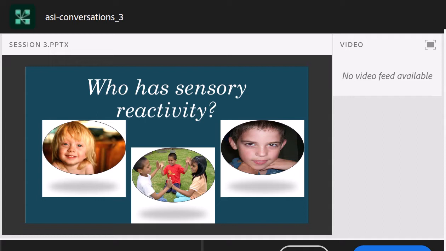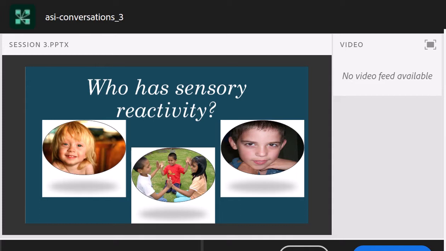Okay, so just a very brief review of who has sensory reactivity. We know that a very high percentage of individuals on the autism spectrum have sensory reactivity in addition to other autistic symptoms, ADHD, fragile X syndrome. Also, kids with cerebral palsy can be quite defensive or have high reactivity to sensation. There's a variety of other diagnoses that may elicit sensory reactivity in addition to the primary diagnosis.